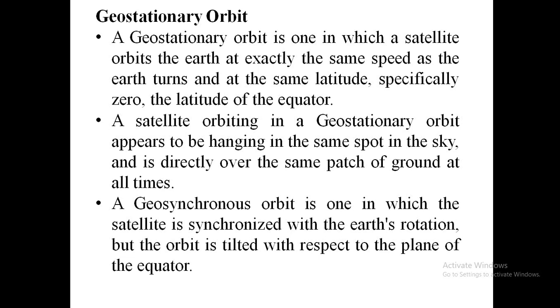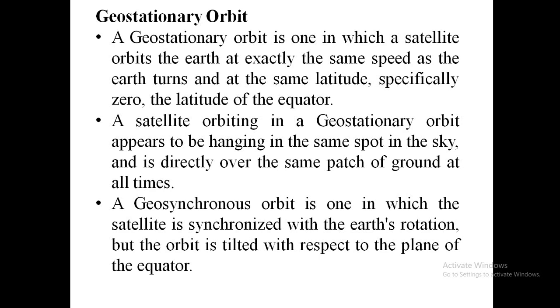Geostationary orbit. A geostationary orbit is one in which a satellite orbits the Earth at exactly the same speed as that of the Earth's rotation and at the same latitude, specifically 0, which is the latitude of the equator. A satellite orbiting in a geostationary orbit appears to be hanging in the same spot in the sky and is directly over the same patch of ground at all times, visible from the ground.